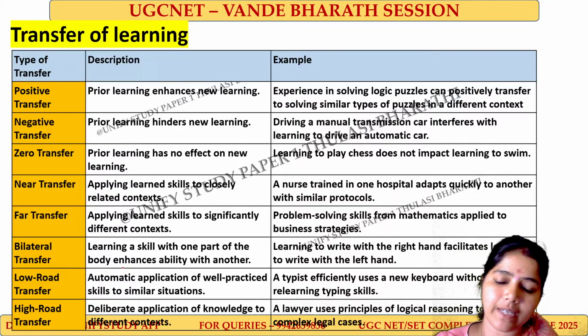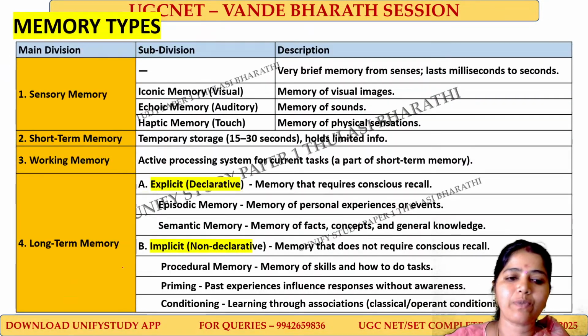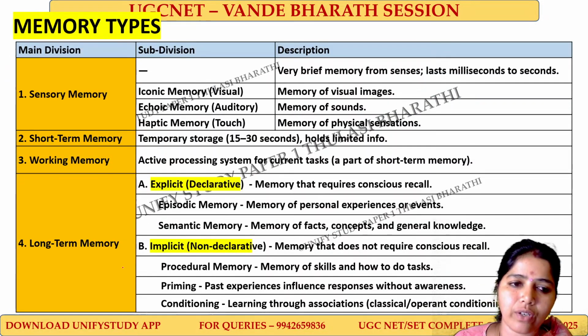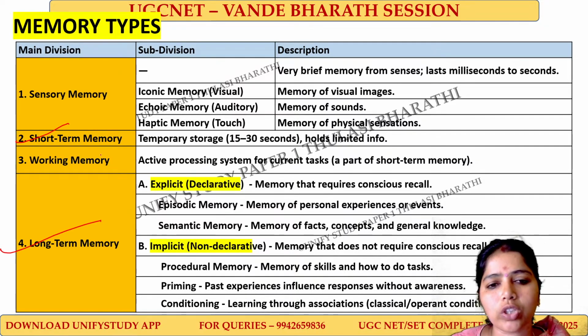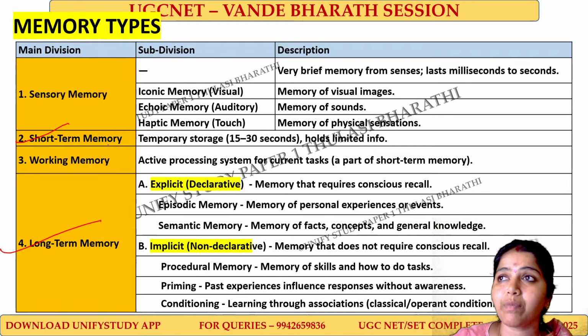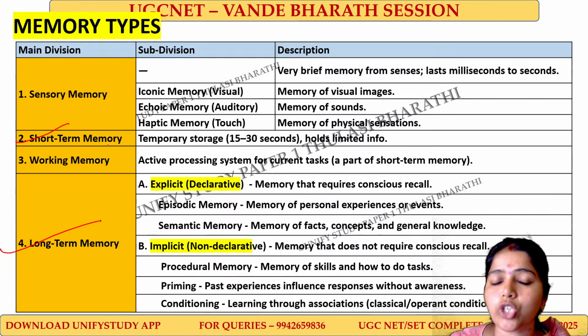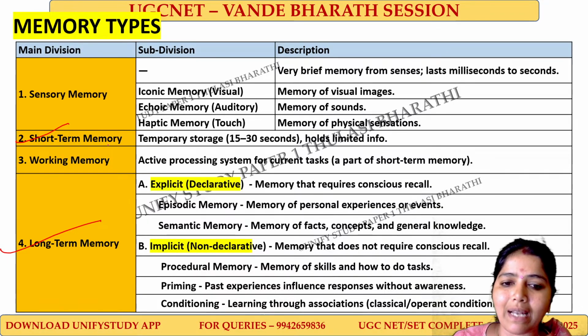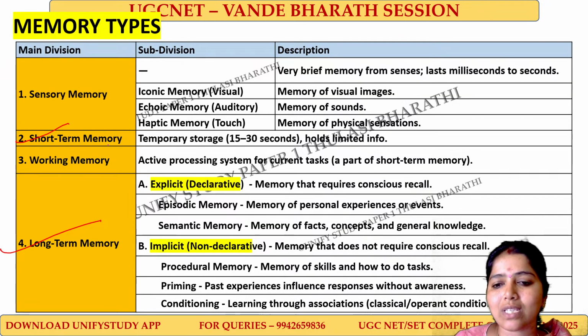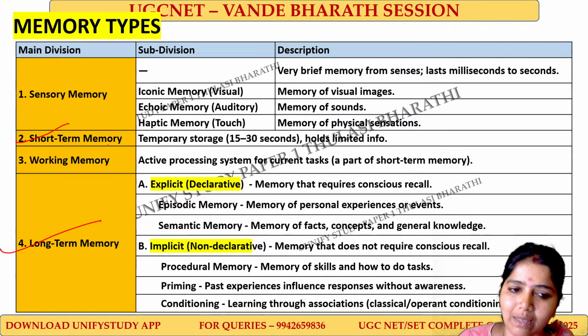Okay, great. Next, with respect to memory, here I just like to focus on short-term memory and long-term memory. Short-term memory works on temporary storage, and long-term memory works on explicit memory. Explicit memory means I have to make a conscious recall. Types: episodic and semantic memory. Episodic memory means personal experiences. Semantic memory means the facts, concepts and general knowledge.